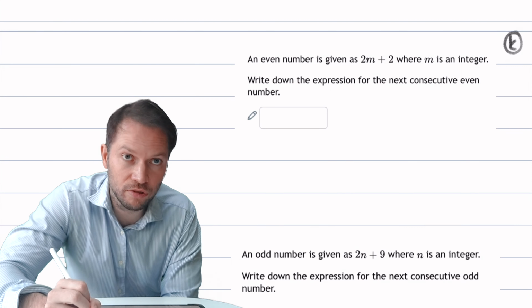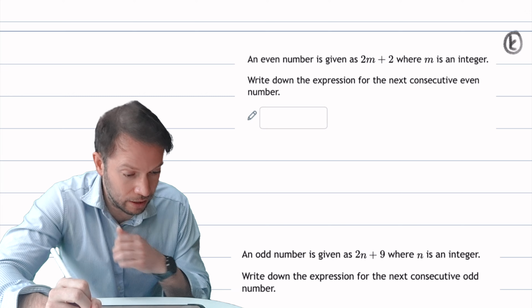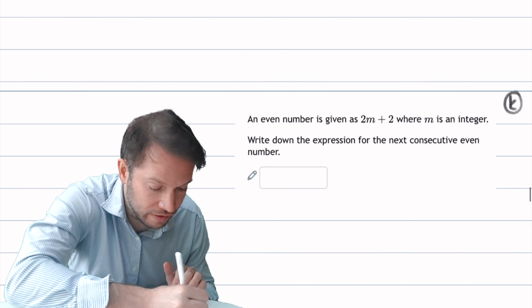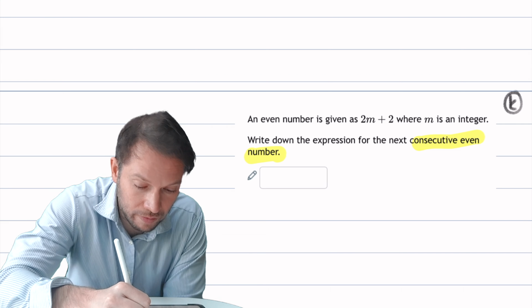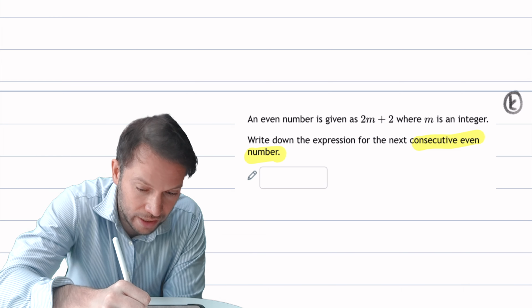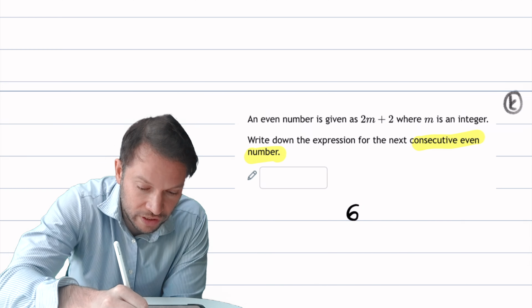Hi, in this video we're going to represent consecutive odd and even integers. Now, let's suppose we want to find consecutive even numbers. Remember, consecutive just means next to each other. So if I had an even number of, say, 6, how would you find the next even number? Well, you would just add 2, wouldn't you?